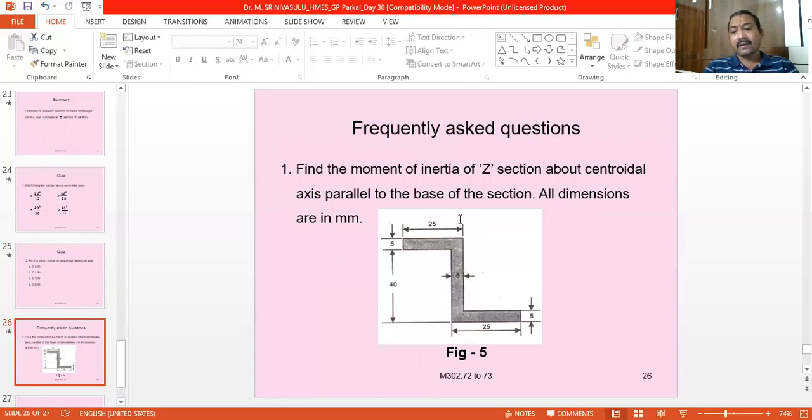These are some of the questions they may ask in the examinations, and you have to practice these problems. After practicing them, you may become familiar with the problems on finding the moment of inertia of composite sections. This is a Z section, with the dimensions given, and you can take this problem as an assignment.